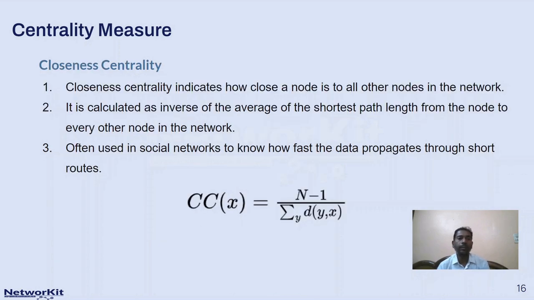Closeness centrality. Closeness centrality indicates how close a node is to all other nodes in the network. It is calculated as the inverse of the average of the shortest path length from the node to every other node in the network. It is often used in social networks to know how fast data propagates through short routes.